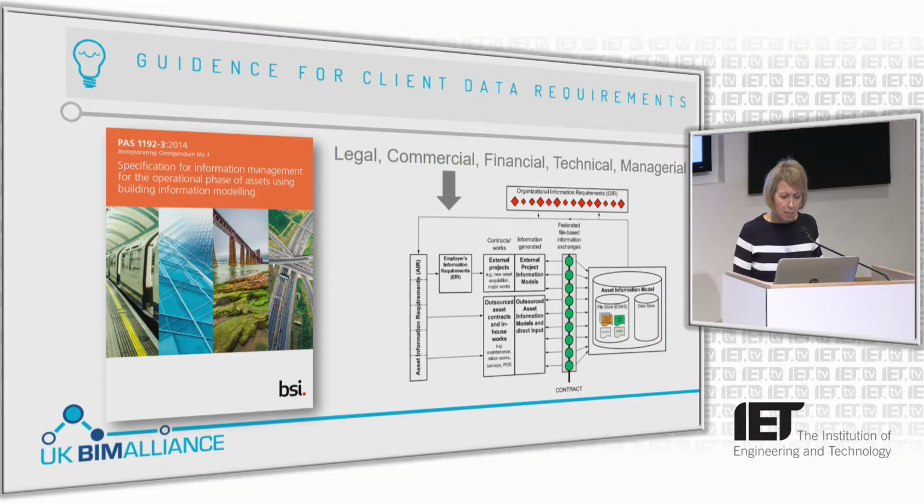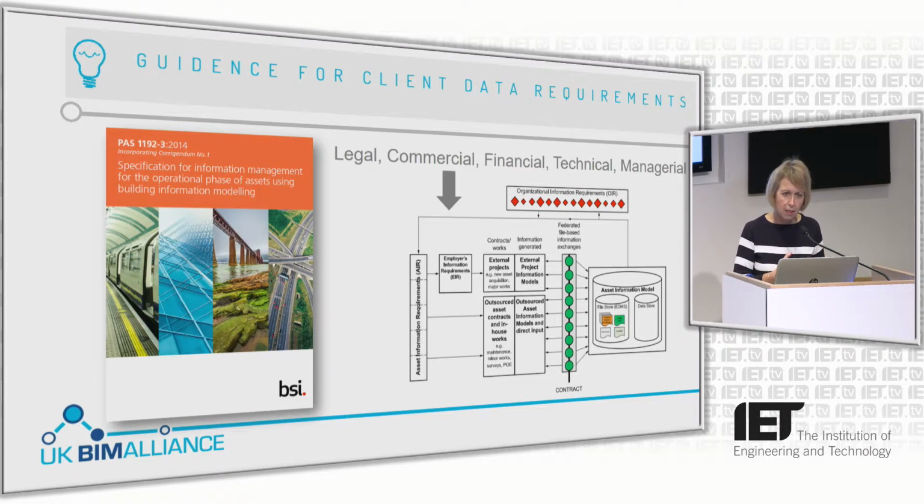Now, the other bit of guidance that we need to look at as well is a companion document, PAS 1192 Part 3, which again was introduced in 2014. And what that starts to do is structure really requirements for getting data out of a construction project and into the asset management arena. And what it tells us, particularly around the authoring of asset information requirements, which is the key document that's really going to be there to give clarity and direction.